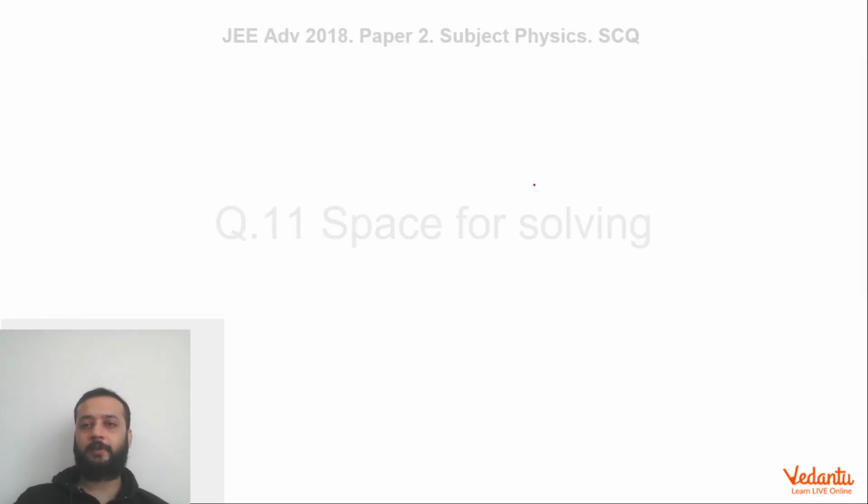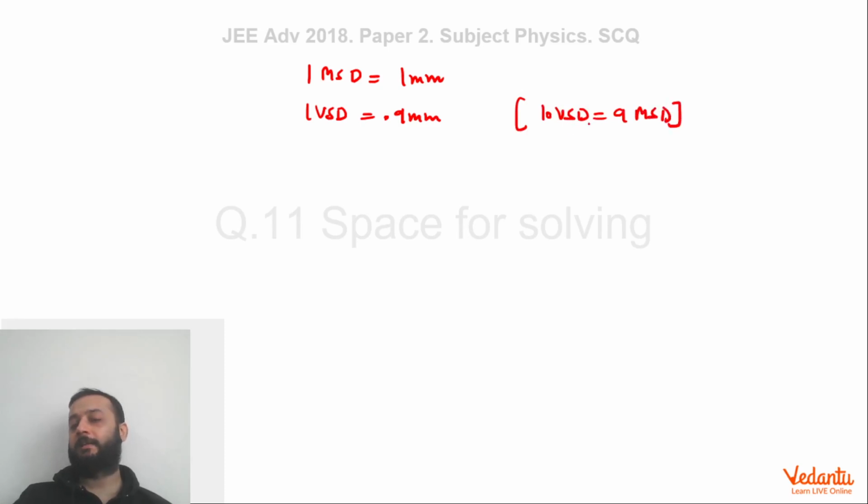Okay, now if we try to analyze the situation, one main scale division has been given as 1 mm in the question, right? So one vernier scale division will be 0.9 mm because it was given that 10 vernier scale divisions equal 9 main scale divisions. That means 10 vernier scale divisions will be 9 mm. So one vernier scale division will be 0.9 mm, right?